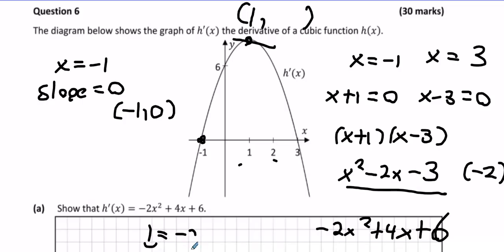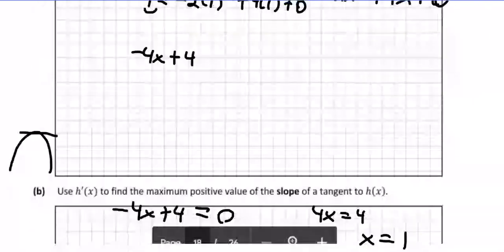So it's going to be minus 2 times 1 squared plus 4 times 1 plus 6. It's going to be 10 take away 2. It's going to be 8. So the maximum slope is a slope of 8, because at an x value of 1, the slope of your original function is 8. Is that okay? So slope is 8.